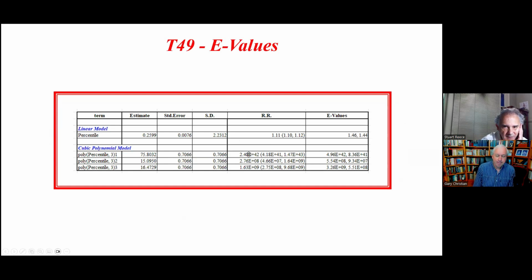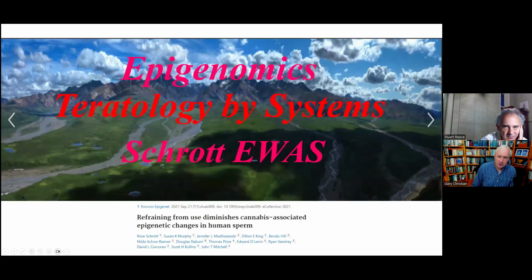So these are the E-values. This is the cubic polynomial E-values from these models. And you see these are very, very high. It's the linear model there, 1.11, which is not significantly elevated, but in the cubic polynomial model, these E-values are very high indeed. And I was being sarcastic about cannabidiol, by the way.